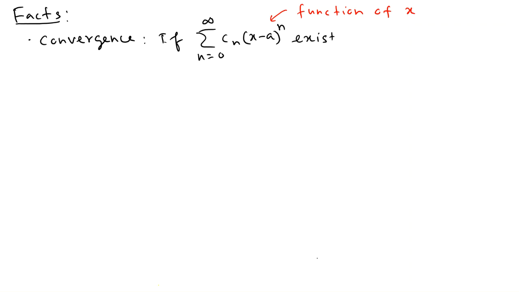If it exists, we say the series converges. The series converges. So if we find a number, we call it converges. And then there are a few other things.